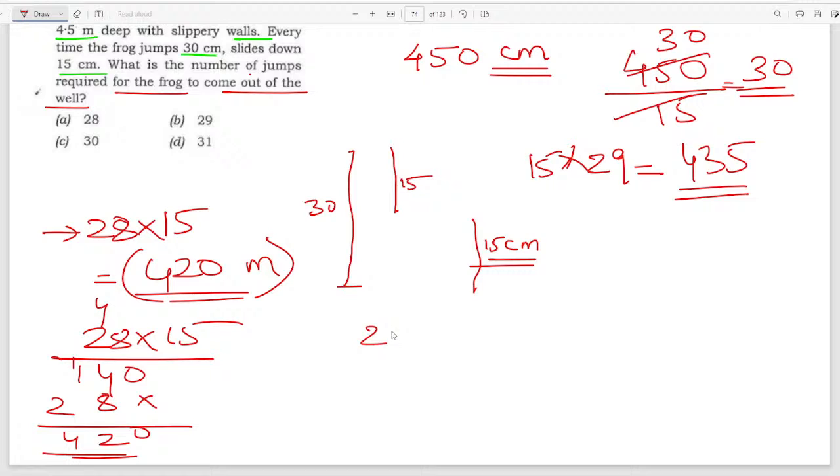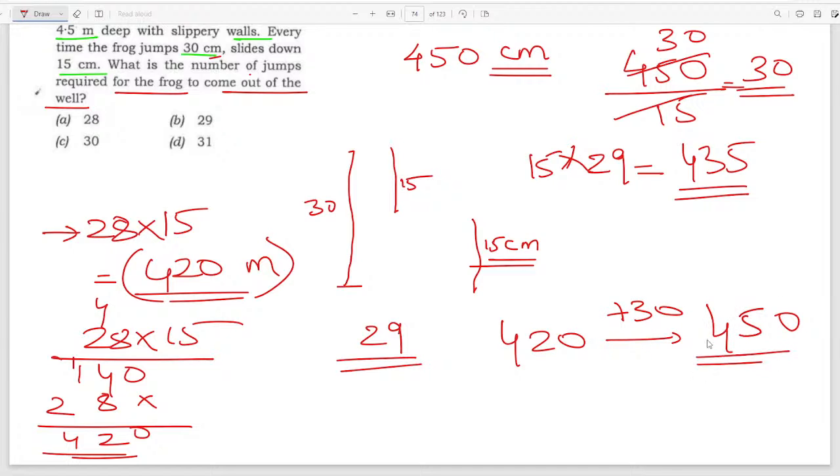And the 29th jump, it directly takes 30 centimeters. So from 420, it directly goes to 30 plus 30. It will reach 450. So it will reach the top. It will jump out of the well. There is no question of sliding back again. There is no sliding.